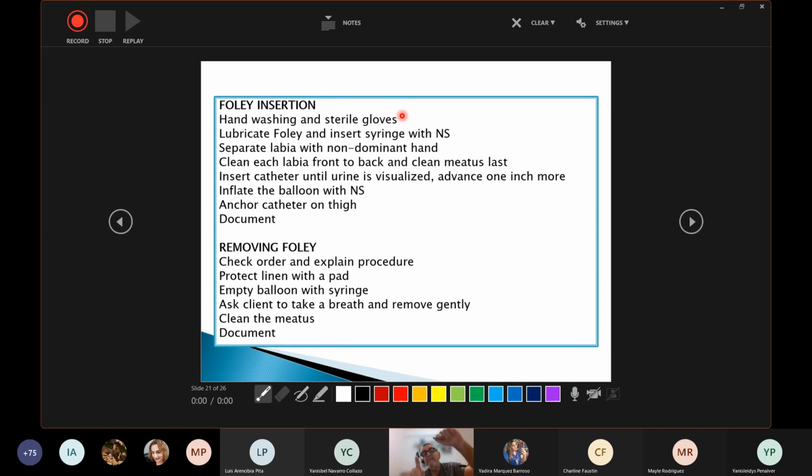Now is when you are going to discriminate which hand is going to be sterile and which hand is going to be clean. The non-dominant hand is going to touch the labia of the client if it's a woman, or the penis of the client, to keep it at 60 to 90 degrees elevation and to retract the foreskin. In the case of a woman, to separate the labia. At this moment, this hand is not sterile anymore because you already touched normal flora.